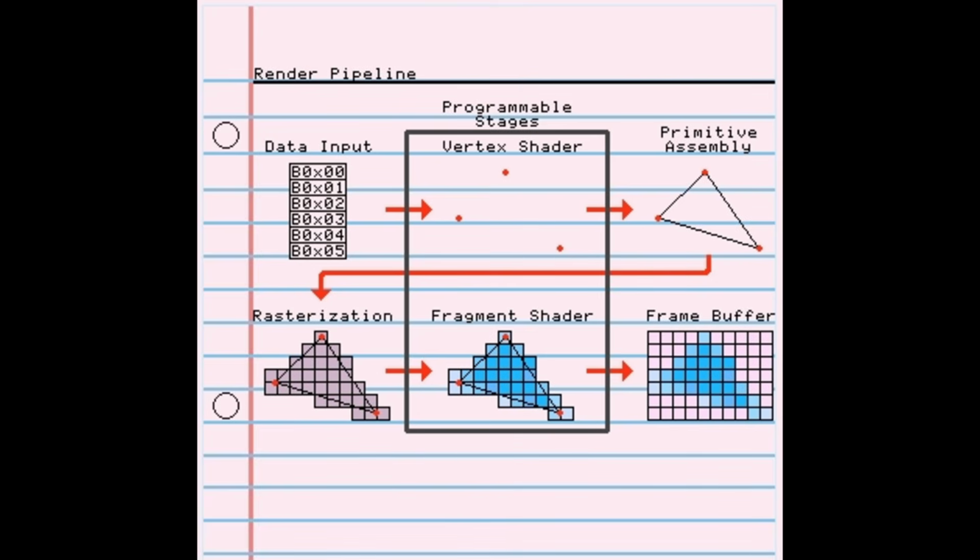In this video, we're going to talk about the render pipeline for the GPU. This is the process of transforming our vertex data into pixel data that will be rendered to the screen or a texture. The first step is to pass the data to the GPU.